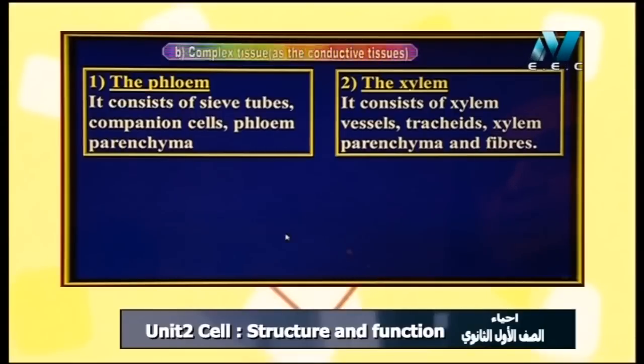They carry water and salts from the root to the leaf and support the plant because it's thickened with lignin. But the phloem is the living tubes called sieve tubes that are responsible for carrying food or high energy materials from the leaf to all the plant parts.